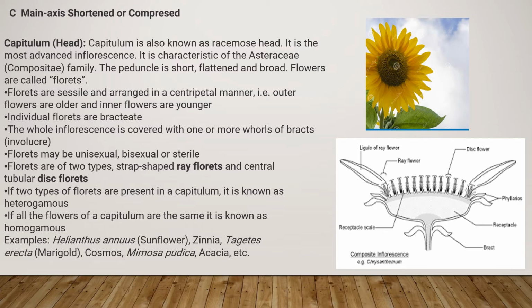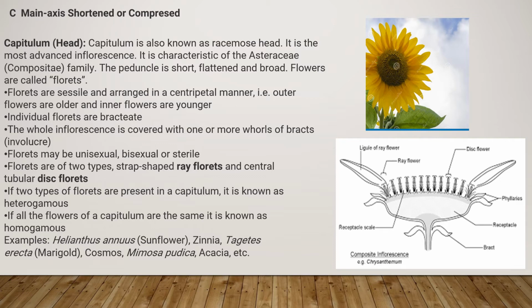The peduncle is short, flattened, and broad. Flowers are called florets. And here the florets are sessile and arranged in a centripetal manner. That is, outer flowers are older and inner flowers are younger.